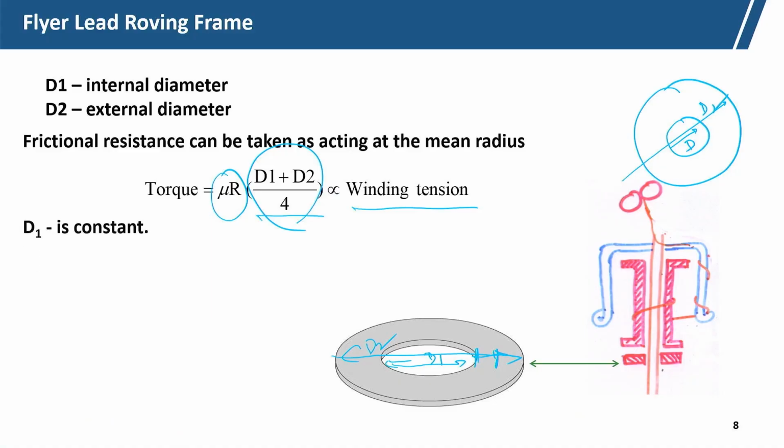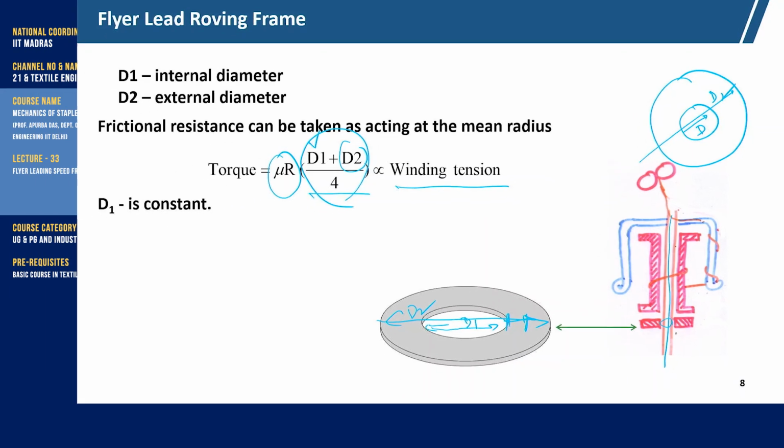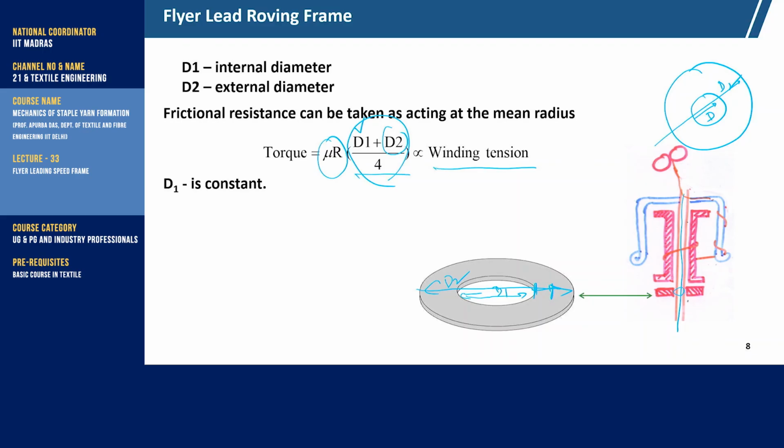Now, D1 is constant, so the inner diameter is constant. Now, we can increase the bobbin tension. How can we increase the bobbin tension? If we increase the D2. D1 is constant, because we need a certain D1, it is hollow, because of the spindle diameter. D1 cannot change, but D2 can be changed. Higher the D2, higher will be the winding tension. So, we can use a larger size washer to increase the winding tension here.